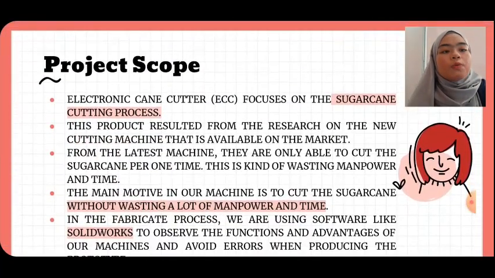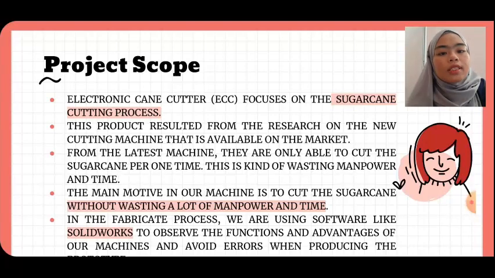The next one is project scope. The first one is, our project is focused on the sugarcane cutting process. The next one is, this product resulted from research on the new cutting machines available on the market. The third one is, the latter machines are only able to cut sugarcane one at a time. This means that in one circular process they can just cut one piece of sugarcane. The fourth one is, the main motivation in our mission is to cut sugarcane without wasting a lot of manpower and time.